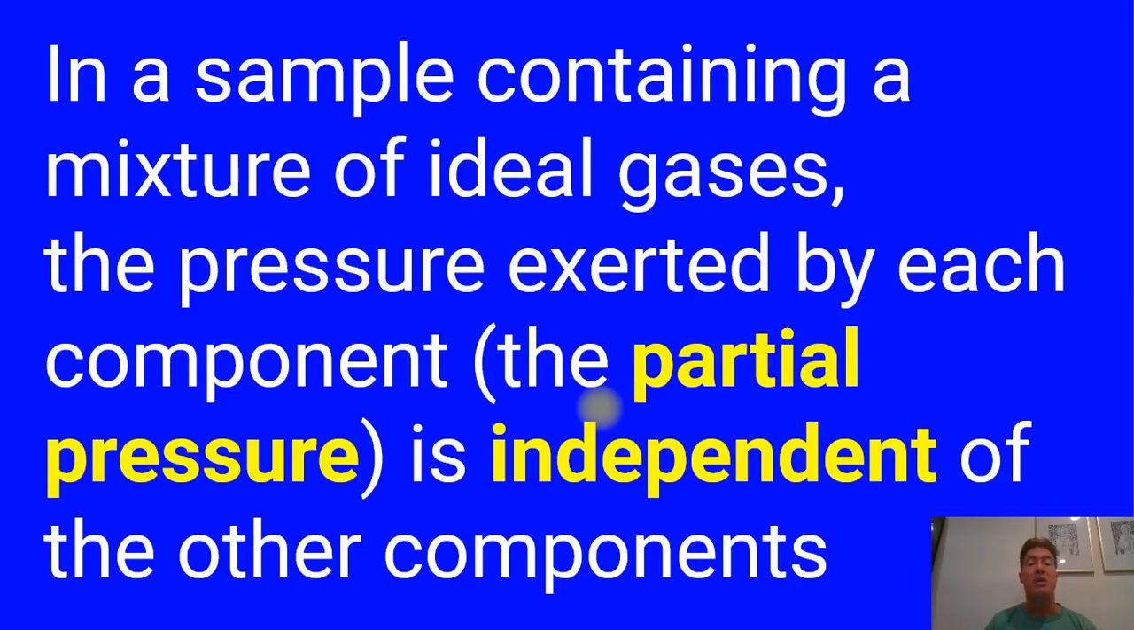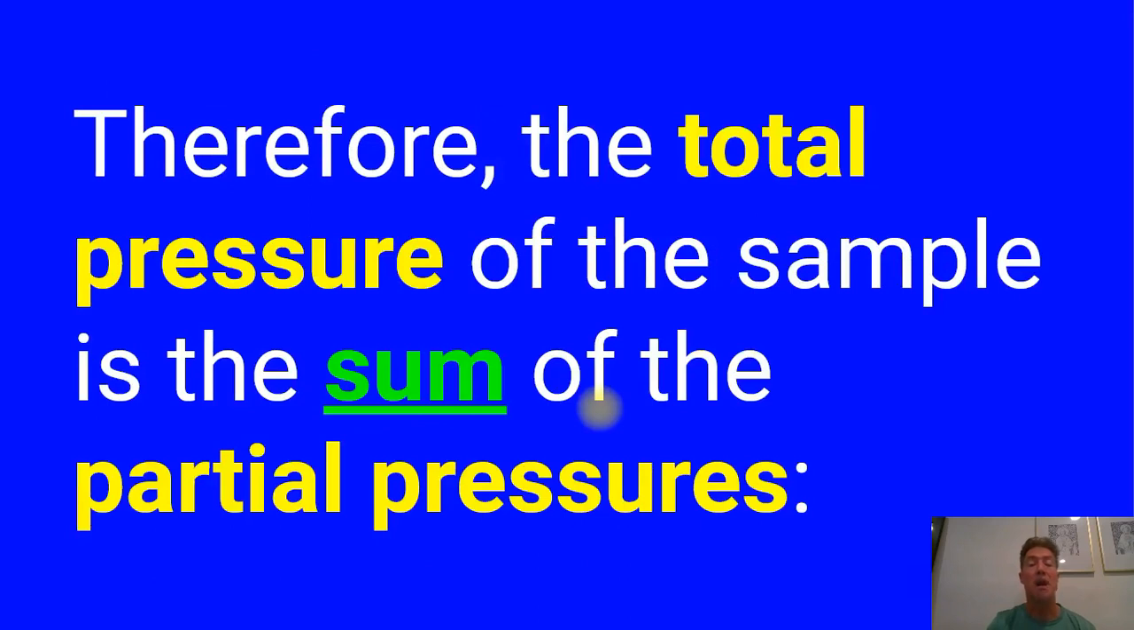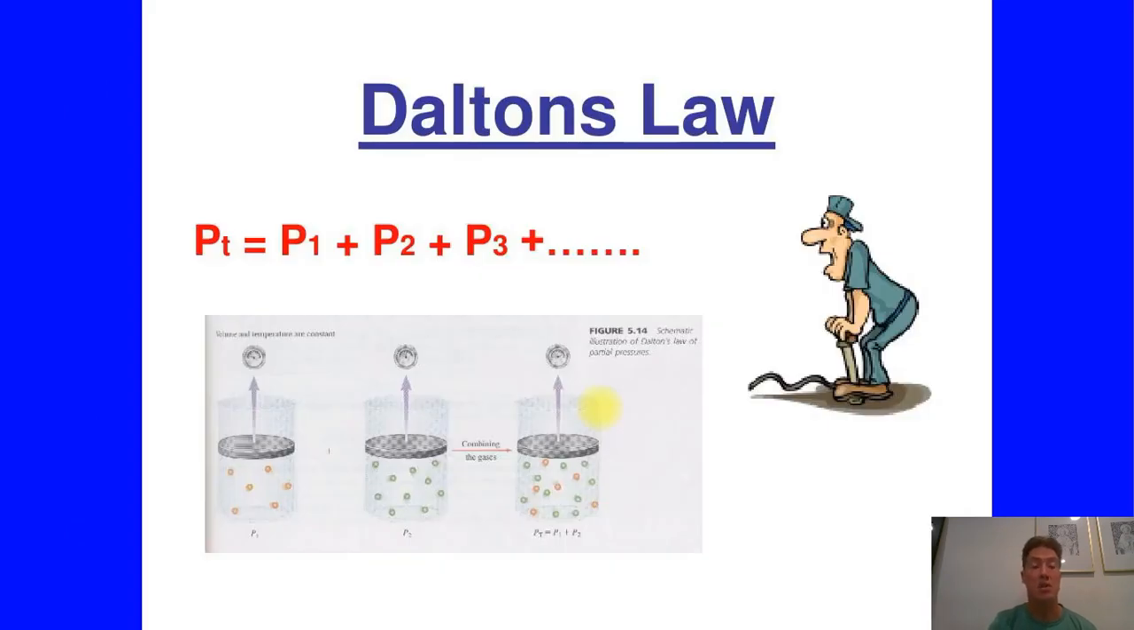In a sample containing a mixture of ideal gases, the pressure exerted by each of the individual gases, the partial pressure of it, is independent of the other components. And so the total pressure is going to be the sum of the individual partial pressures. This is known as Dalton's law. So the total pressure is the sum of each individual gas. So let's say you have a combination of oxygen and nitrogen and hydrogen. The pressure of the oxygen by itself, apart from the influence of these others, plus the pressure of nitrogen by itself and hydrogen by itself, whatever, add them all together and you get the total pressure of the combined gases.